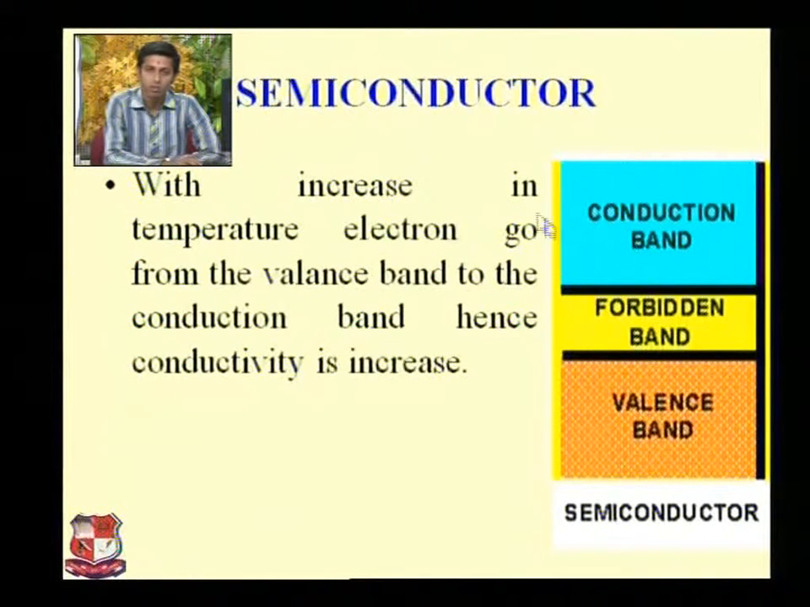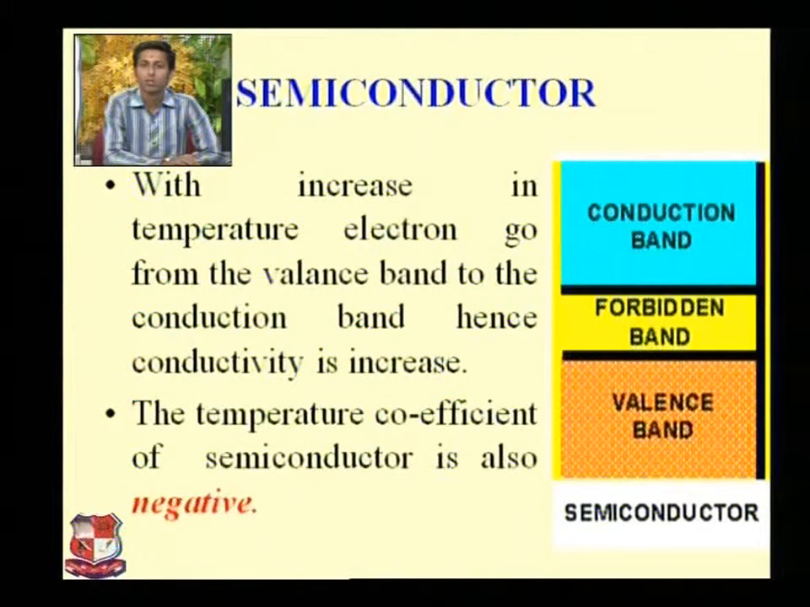So a semiconductor provides some conductivity at high temperature, but not a large number of electrons pass from the valence band to the conduction band. Hence the temperature coefficient of the semiconductor material is also negative.